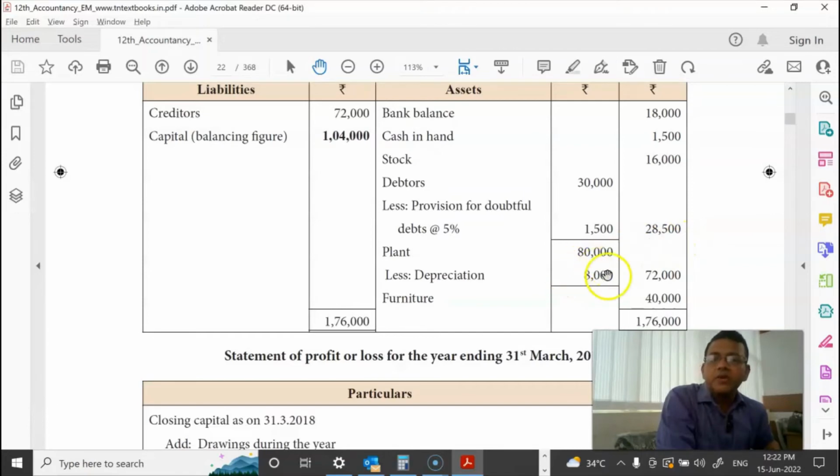And then you are going to depreciate your plant 80,000 at 10%. We will calculate the depreciation, which comes to 8,000 rupees. So 80,000 minus 8,000, 72,000 will be the plant balance. And then we have furniture of 40,000. They have not mentioned any depreciation, so we'll take the same value. And then creditors is going to be 72,000. So the balancing figure arrived is going to be 1,04,000. So that is nothing but 1,76,000 minus 72,000. You are going to get a capital of 1,04,000. So this becomes the closing capital.